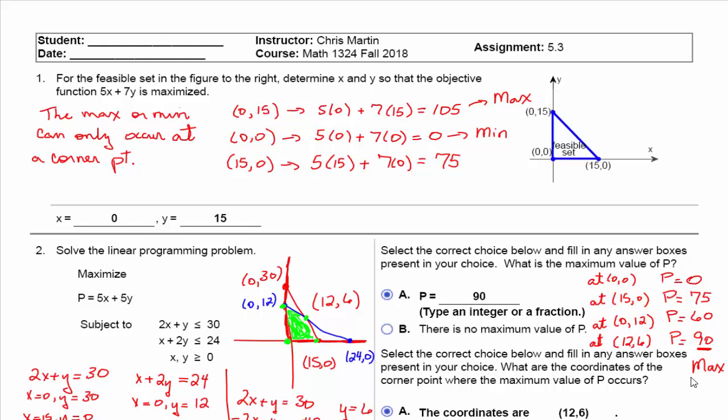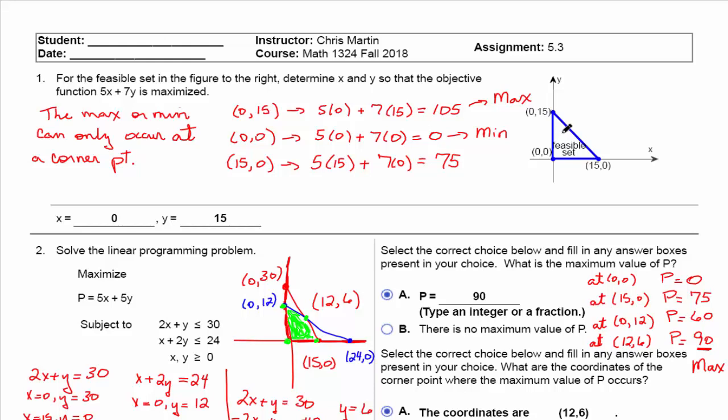Welcome to Math 1324, Section 5.3. We add on to what we did in the last section. Now we find out that our feasible set, what is a feasible set? That's the solution. That's the set of points that solve our series of inequalities.